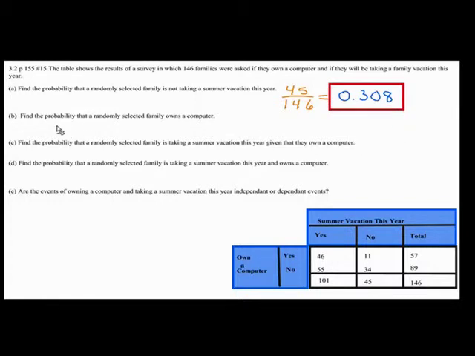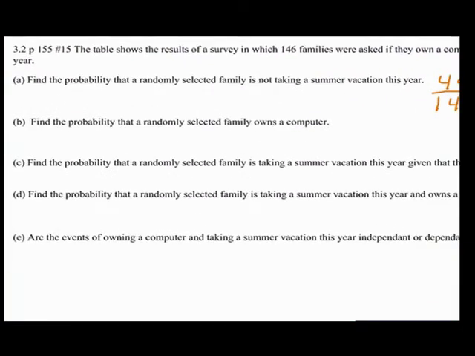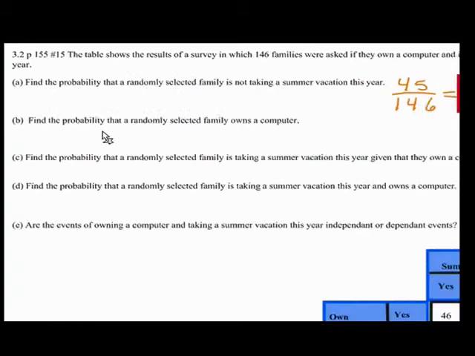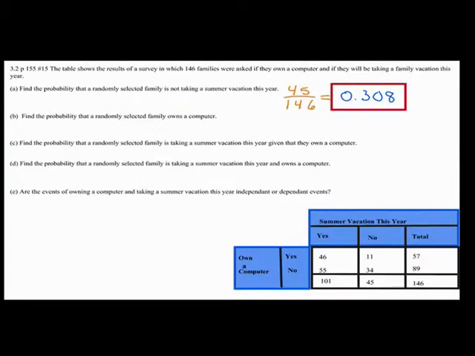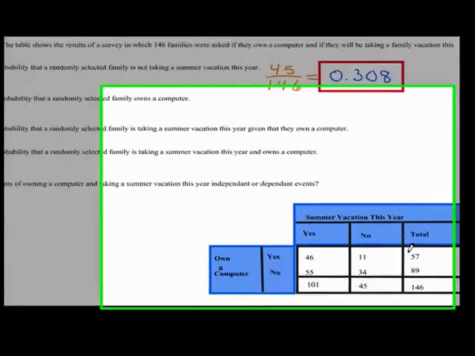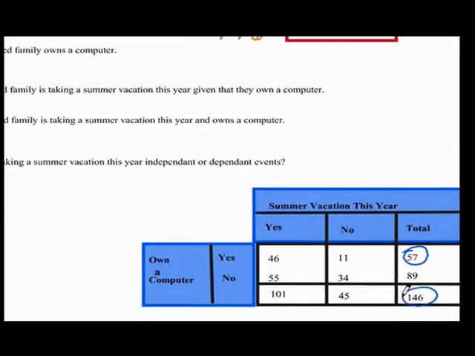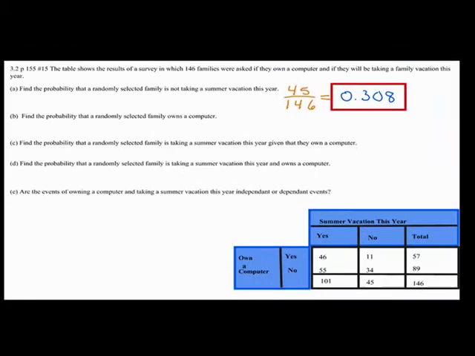Let's take a look at Part B. Part B asks us to find the probability that a randomly selected family owns a computer. So very similar to the last one. Family owns a computer, yes, 57 out of the total 146. So that's just going to be 57 out of 146. And so when you divide that out, and you can just leave it as a reduced fraction depending on what they want, you end up with 0.390 with 3 decimals rounded correctly.